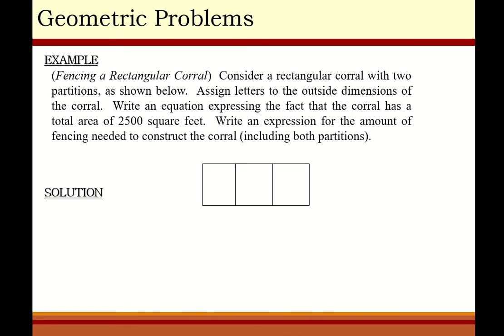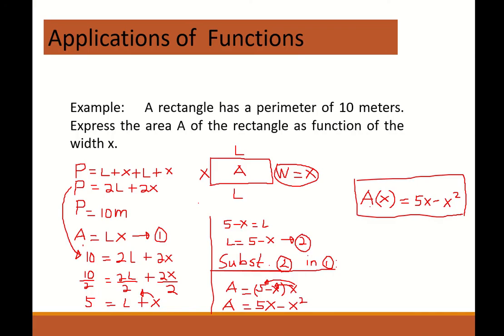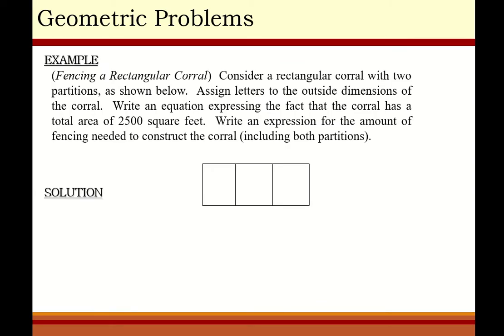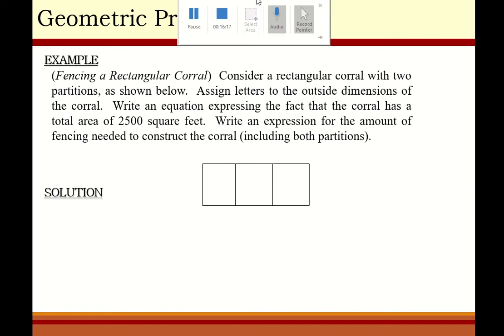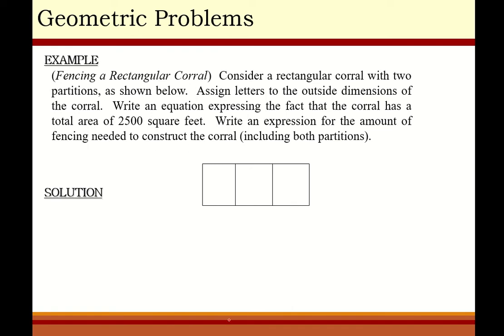We have fencing. This is our example for geometric problems. The first one is also related to geometric problems, but this time we have a very specific example: fencing a rectangular corral. Consider a rectangular corral with two partitions as shown below.